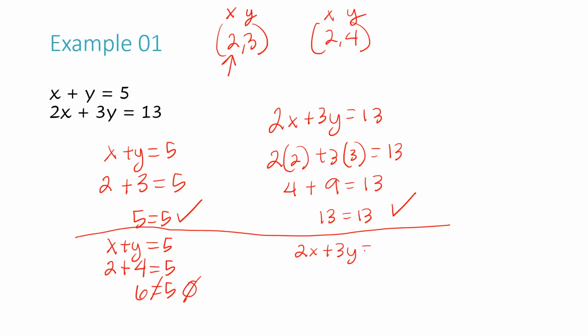2x plus 3y equals 13. Instead of writing x, I'm going to write 2. Instead of writing y, I'm going to write 4. And that equals 13. 2 times 2 is 4. 3 times 4 is 12. Equals 13. 4 plus 12 is 16. That is not equal. So something's wrong. Okay, you did something wrong.